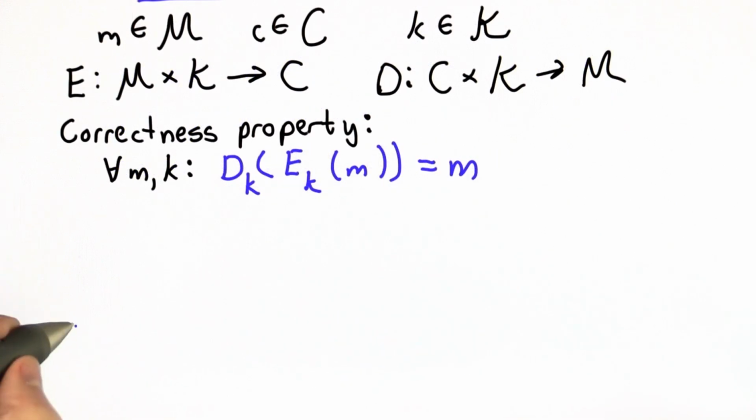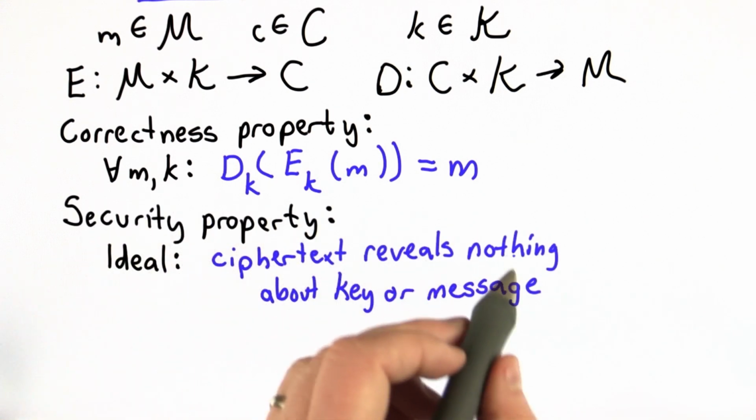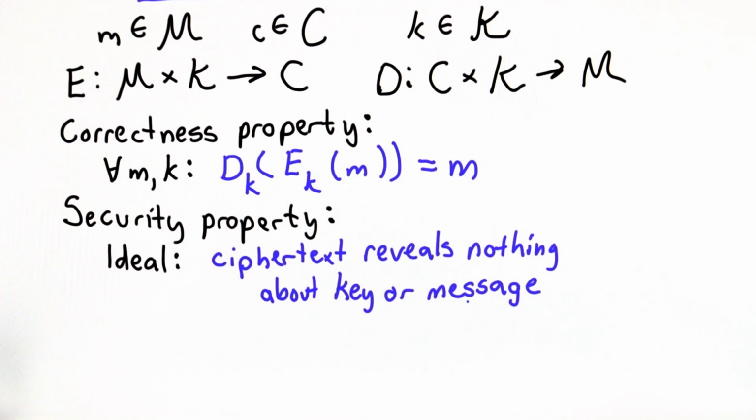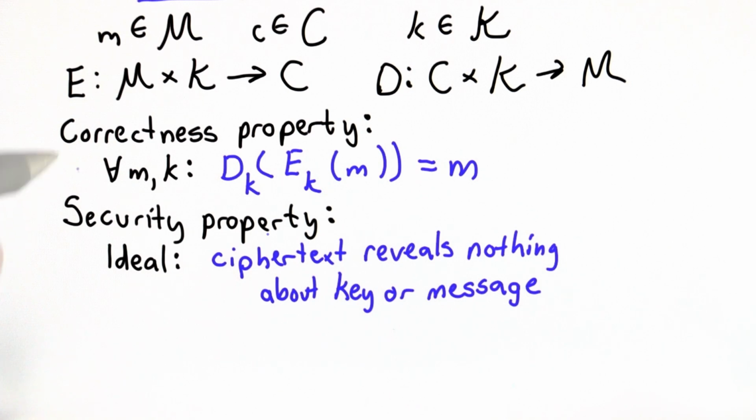Correctness, of course, is not enough. We also want security. And our security property, in an ideal sense, would be that the ciphertext reveals nothing at all about the key or the message. We're going to formalize this a little later this unit. For now, let's think about that property informally. And what I'm going to ask you is a quiz to see whether given functions satisfy our correctness property.